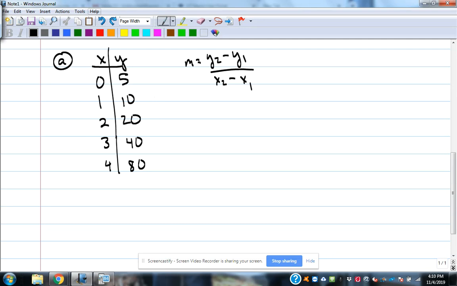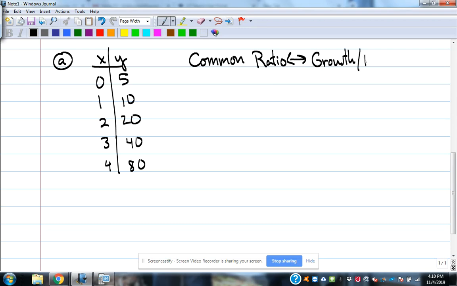So the way to decide if something is exponential is to look at what's called the common ratio. And the common ratio is exactly the same thing as the growth or decay factor. We said factor earlier, so we'll just call it factor. Common ratio and the growth and decay factor, same thing. So what we want to do is take the ratios.